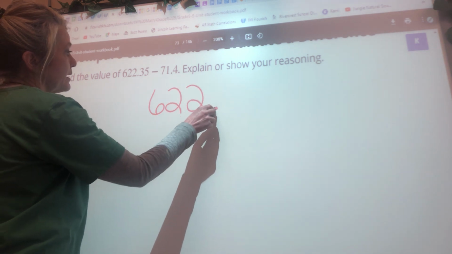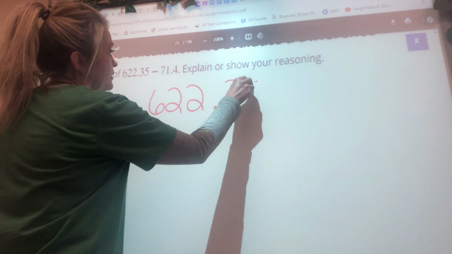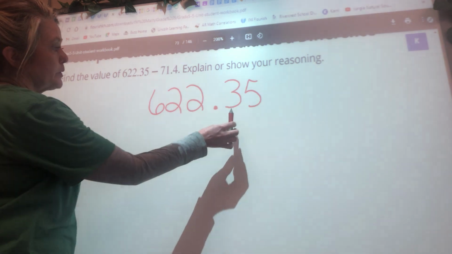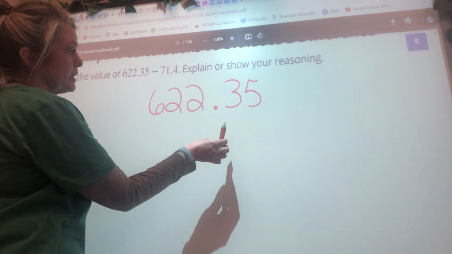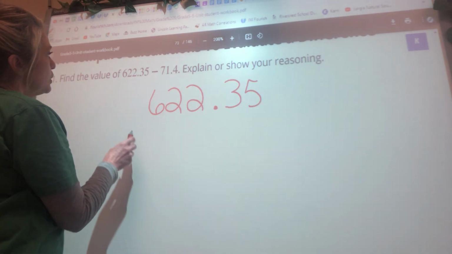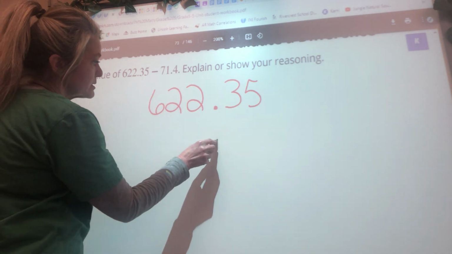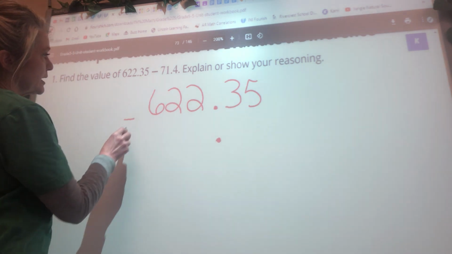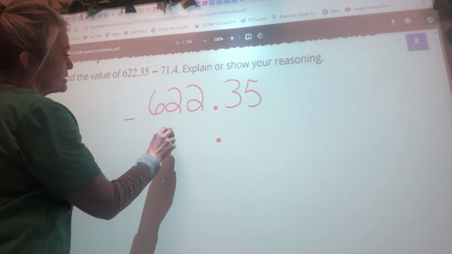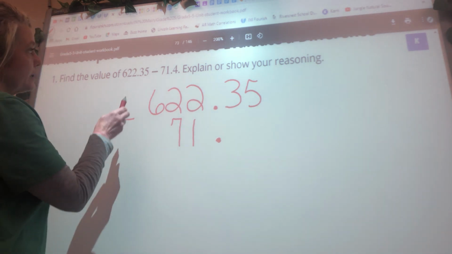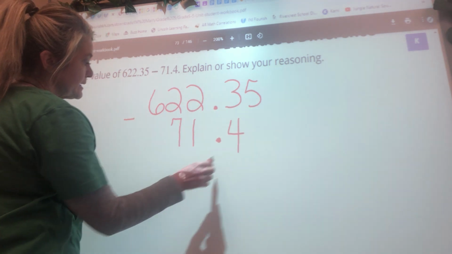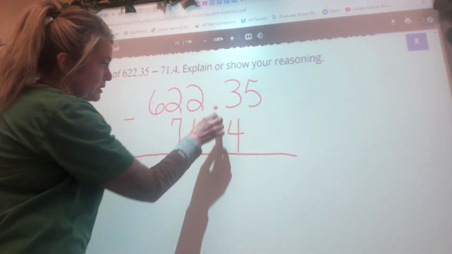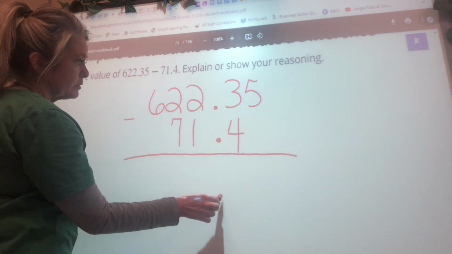622 and 35 hundredths. Remember, tenths, hundredths. How many of them? 35. We always line up that decimal when we subtract. So we have 71 and 4 tenths. And we can go ahead and drop that decimal on down.